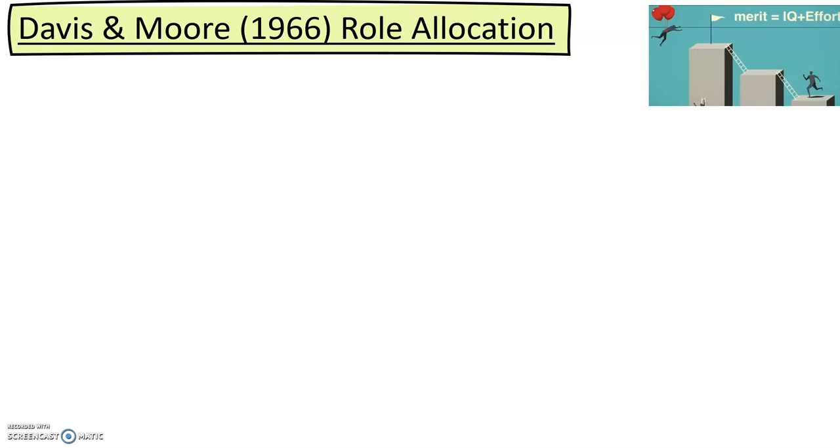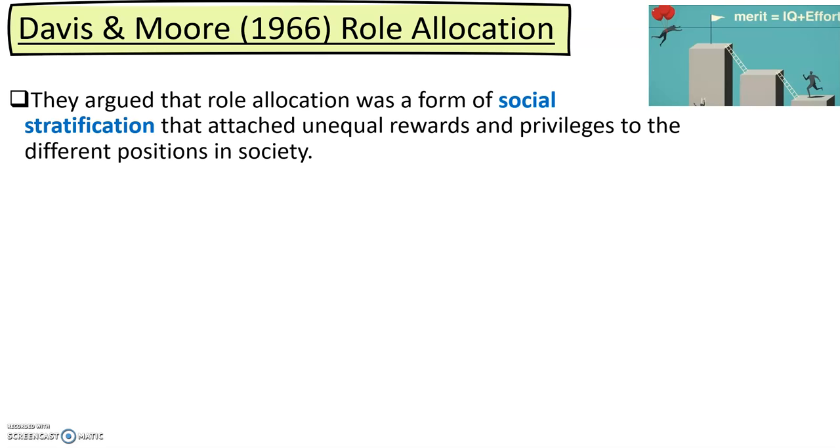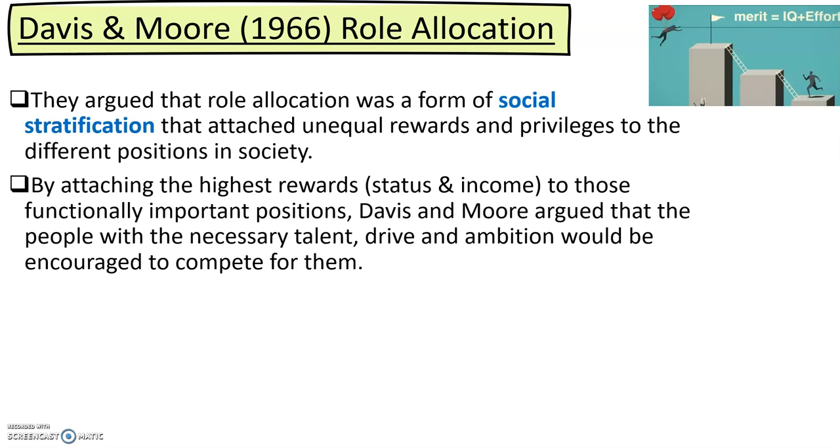Following on with Davis and Moore, they argued that role allocation was a form of social stratification. If you remember from last lesson, social stratification is the way society is layered or separated out. They think that there are unequal rewards attached to different positions in society. By giving lots of rewards, such as status and income, to those roles that are really functionally important, e.g. doctors, Davis and Moore argued that people with the necessary talent would go toward those jobs and be encouraged to compete for them.